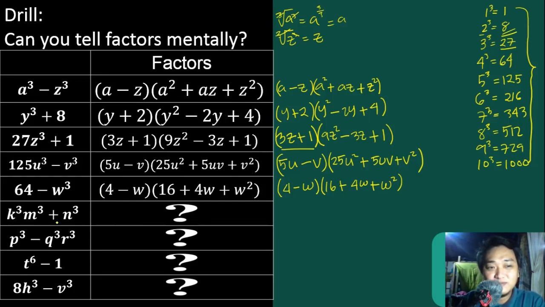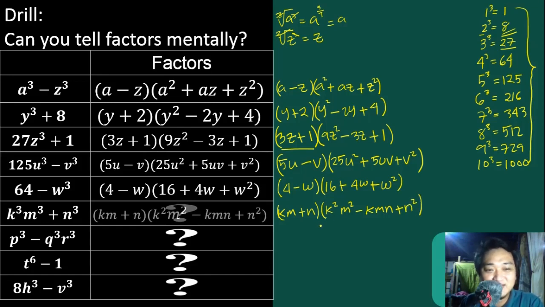k cube, m cube plus n cube. That will be k m plus n times the trinomial k squared m squared minus k m n plus n squared. Tingnan natin kung tama tayo. Okay, so tama tayo.